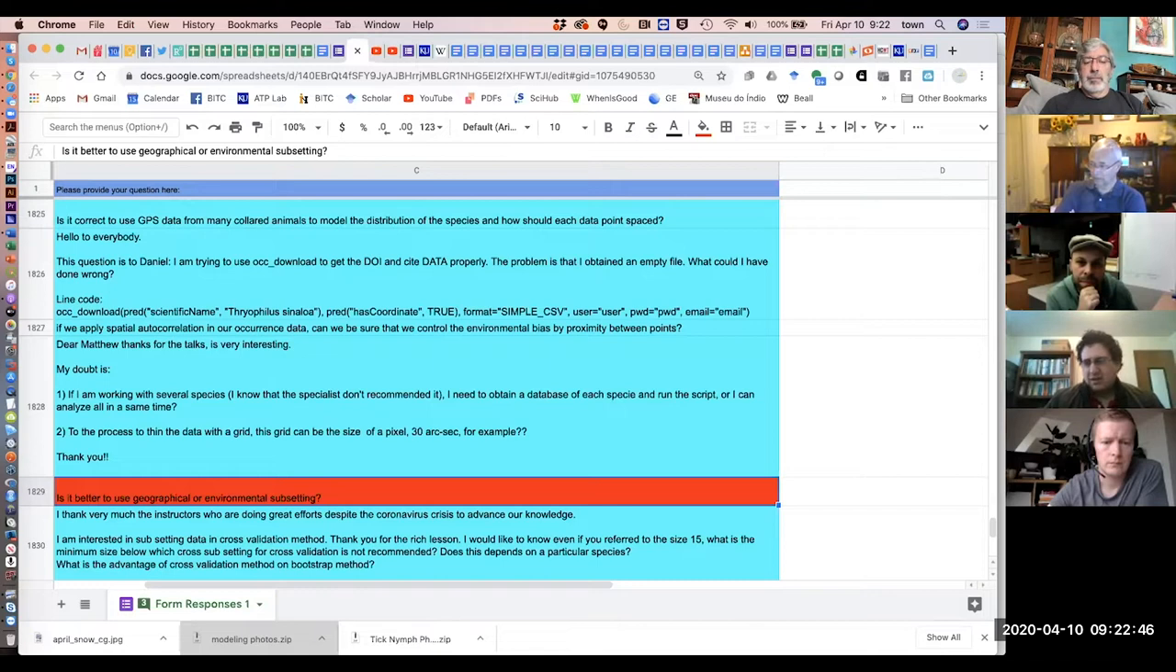But if you have questions like the ability of a model to predict something outside the regions of calibration, that may be useful. I'm not totally sure about that, but it could be.